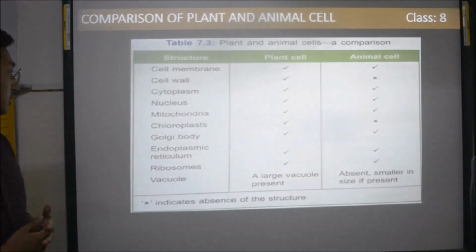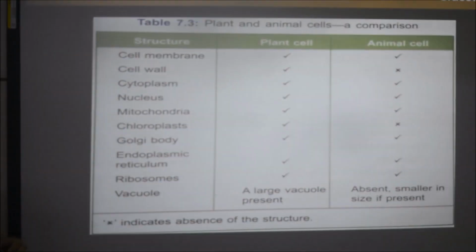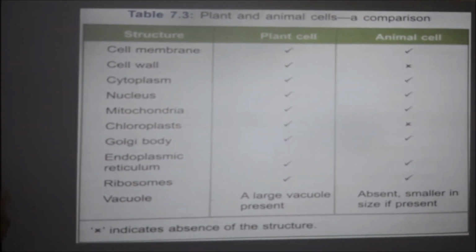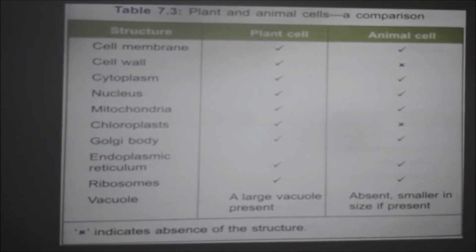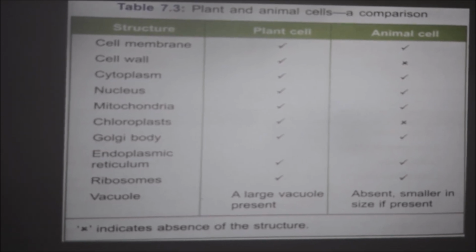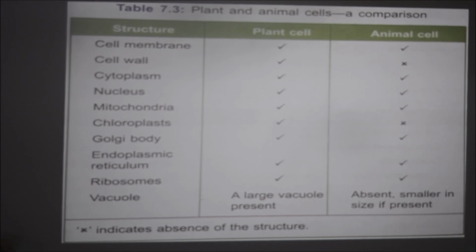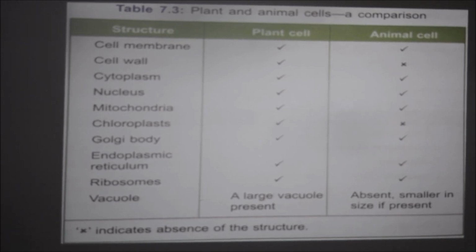The next organelle is the chloroplast. We had studied in the previous video that the chloroplast is the organelle where photosynthesis occurs in the plant. That means the chloroplast is present only in the plant cell, because photosynthesis goes on in the plant cell, but in animal cells there is no photosynthesis going on because the chloroplast is not present in the animal cell.